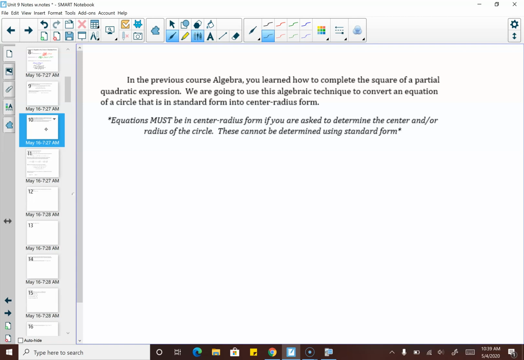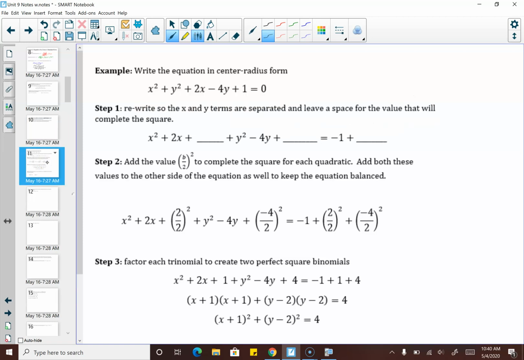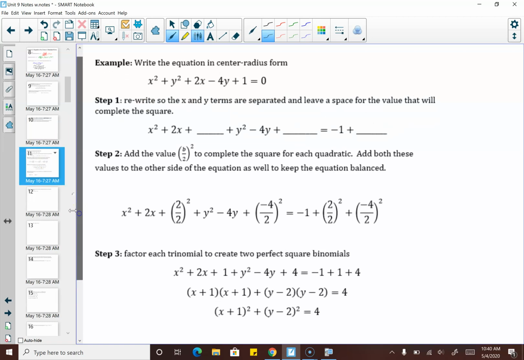And we have to go back to algebra. And you did a process in algebra called completing the square, okay? And that's what we are going to end up doing for our standard form circles. So if we walk through this a little bit, we're going to write the equation in center radius form. So this is x squared plus y squared plus 2x minus 4y plus 1 equals 0. So the first thing we want to do is rewrite it so that the x and the y terms are separated, and we want to leave a space for each of these values.